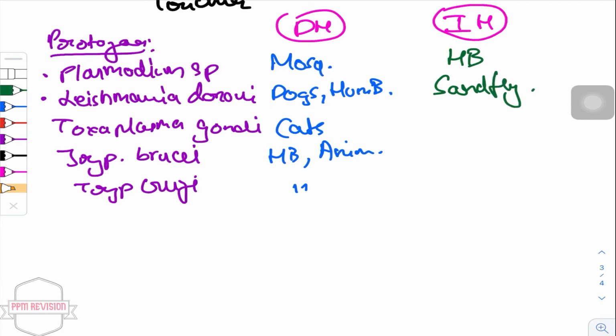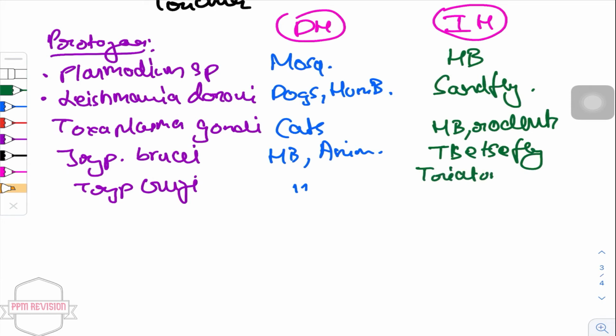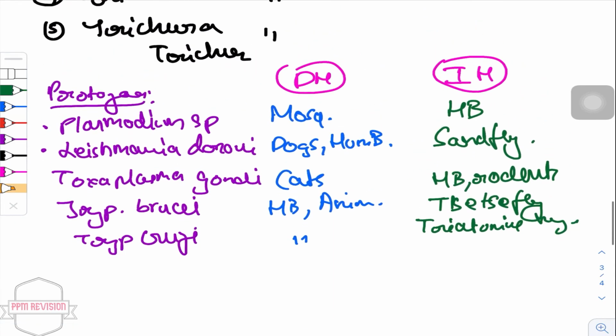And in case of Toxoplasma gondii, it's the human being, and then it's also the rodents. Next, in case of brucei, it is the tsetse fly. And then in case of cruzi, it is the triatomine bug. So this is the triatomine bug.